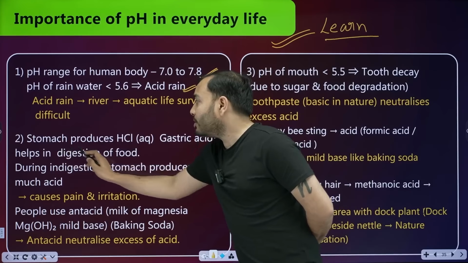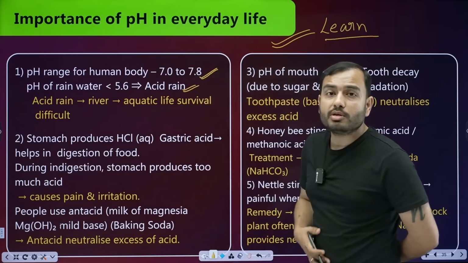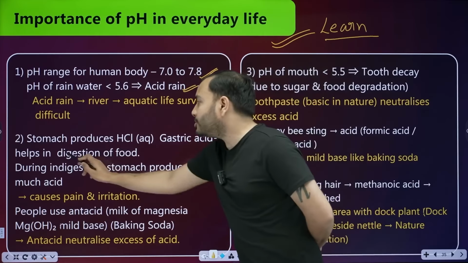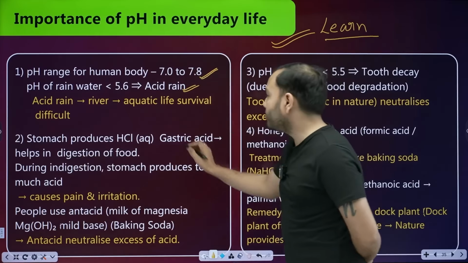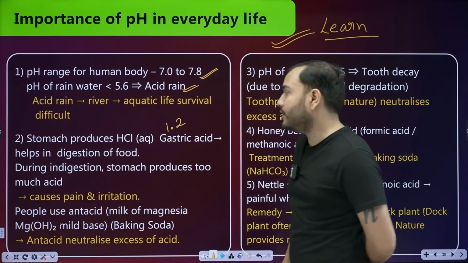Next, the stomach produces HCl, gastric acid. Which acid is formed in stomach? Gastric acid, to digest the food in stomach. Gastric acid helps in digestion of food. The pH is 1.2. Beta, it's a very, very strong acid.